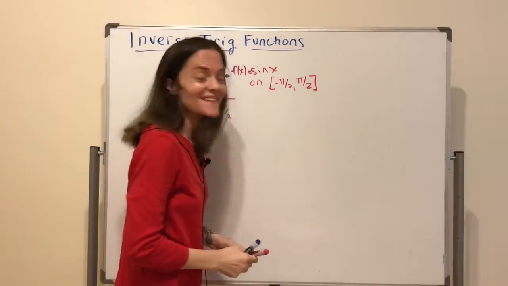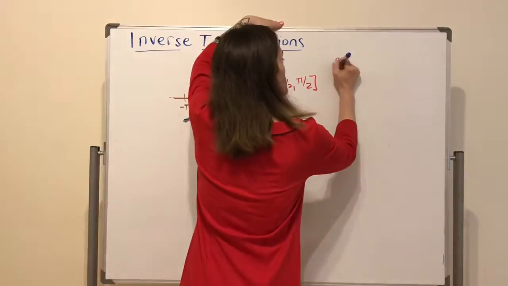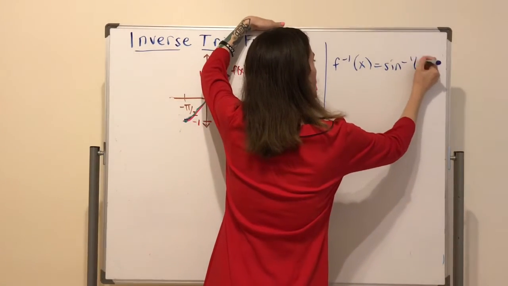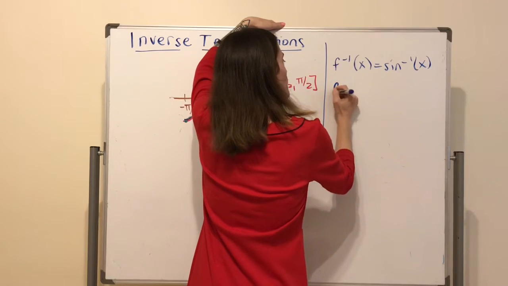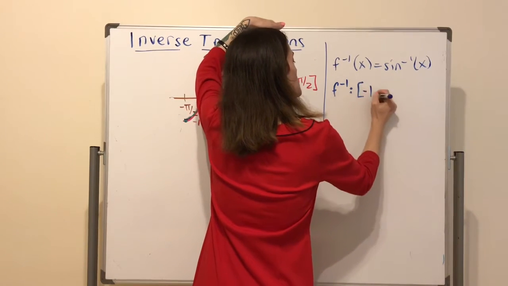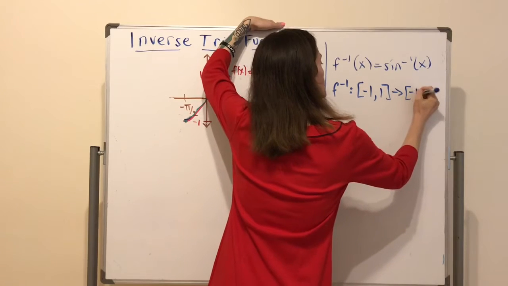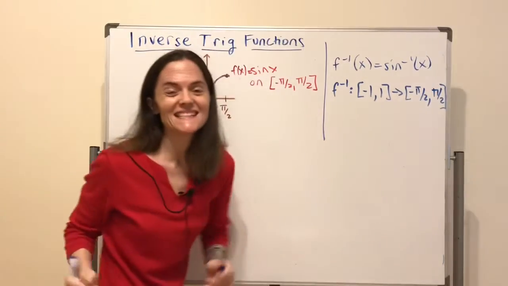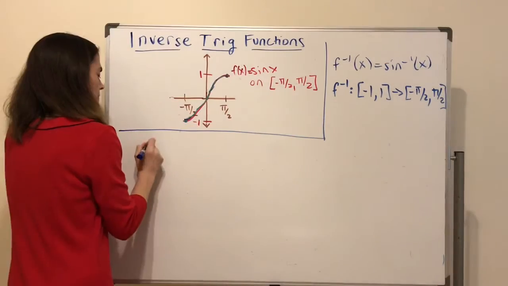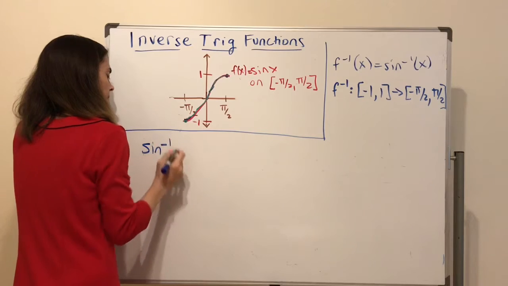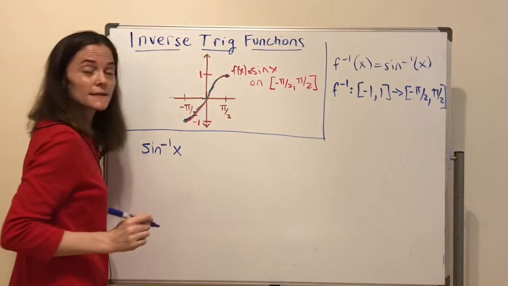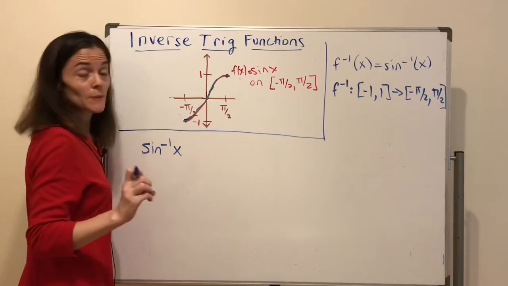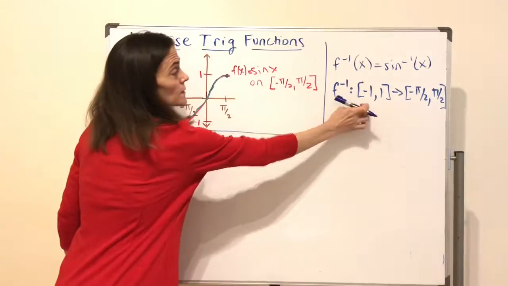Just as I was discussing the inverse function, I'll write it here. This maps -1 to 1 onto minus pi over 2 to pi over 2. Now, this is an important thing to keep in mind. What is this function, sine inverse of x? Well, first of all, x needs to be between minus 1 and 1. We see it here.